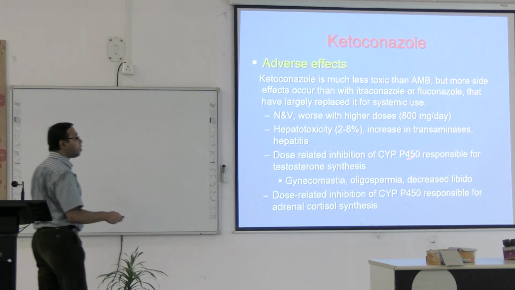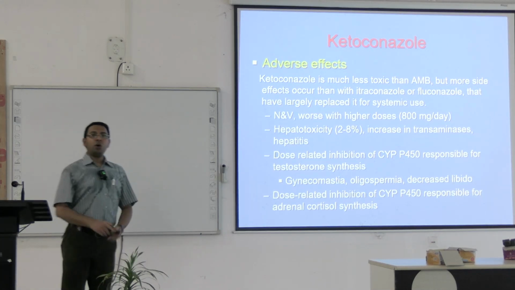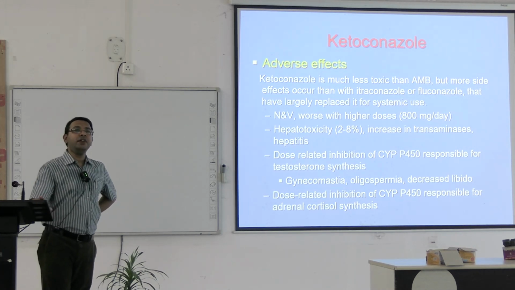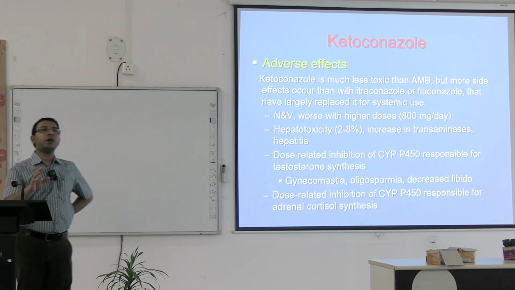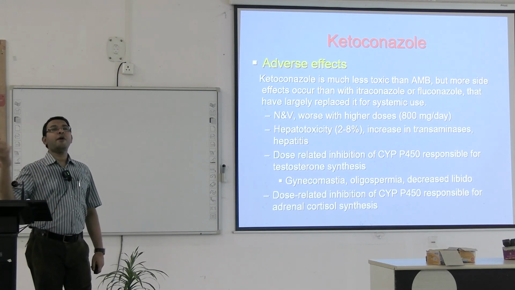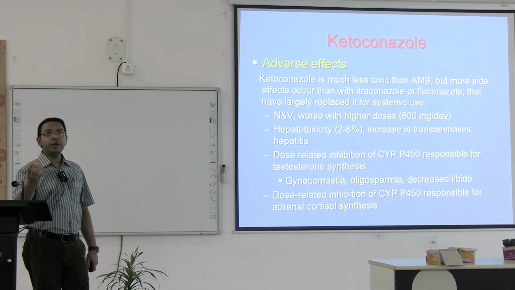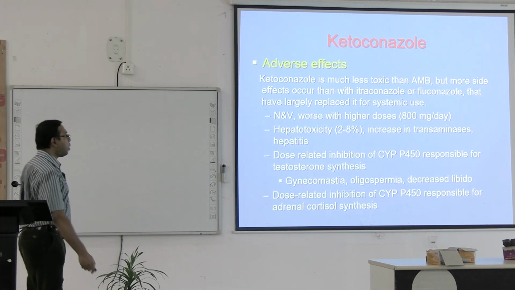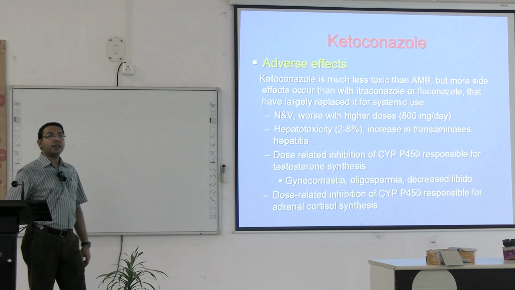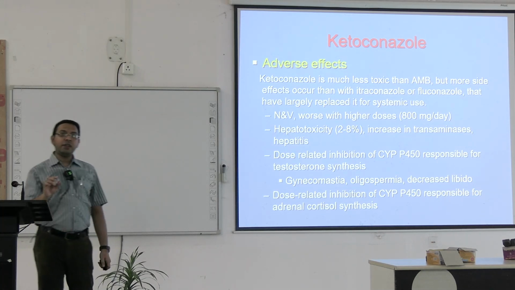Dose-related inhibition of the cytochrome P450 system. Ketoconazole is an example of a cytochrome P450 inhibitor. An example of a cytochrome P450 inducer is rifampicin. Cytochrome P450 inhibitor, ketoconazole, very common. Okay. So, dose related, this P450 enzyme is also responsible for testosterone synthesis.